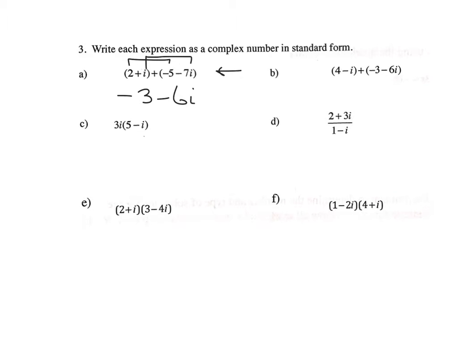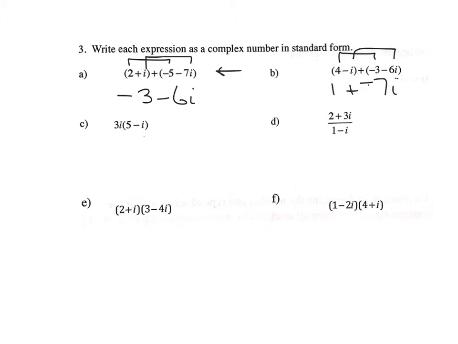Part B is also addition. So add straight across. 4 and negative 3 is 1. Negative i and negative 6i is negative 7i. Probably shouldn't have written it like that. Probably should put 1 minus 7i. That's my mistake, but that's still correct. I would expect 1 to maybe be subtraction tomorrow, so just subtract straight across if that's the case.